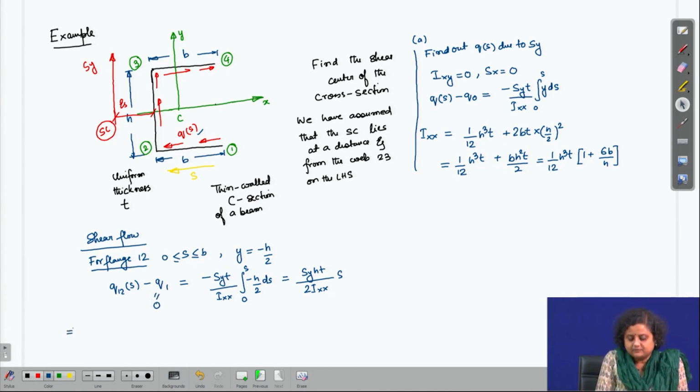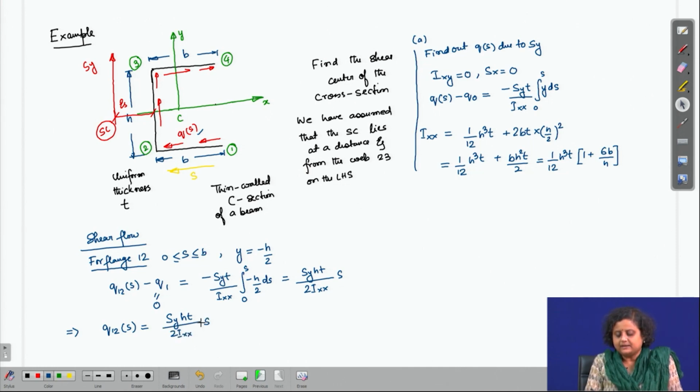So, from this expression I can say Q1 to S is going to be Sy into hT by 2Ixx into S. Now, from this expression I can get Q2 to be SyhbT by Ixx. Now, let us see what else do we need to calculate.